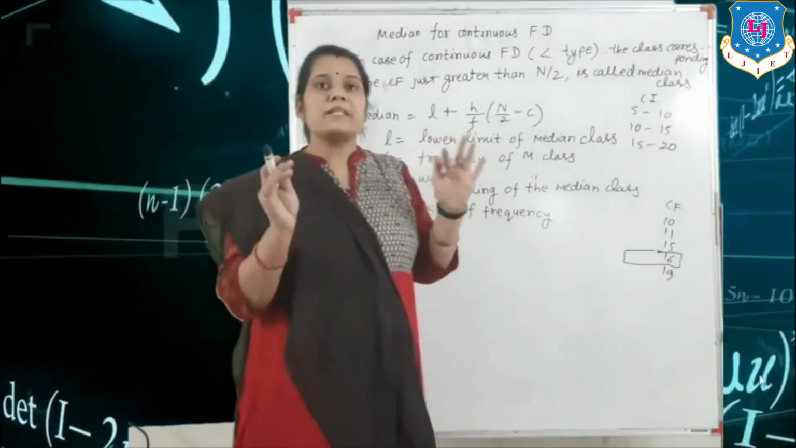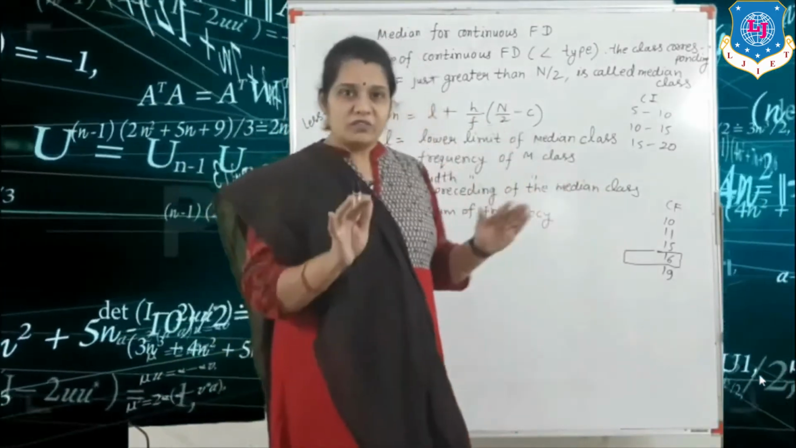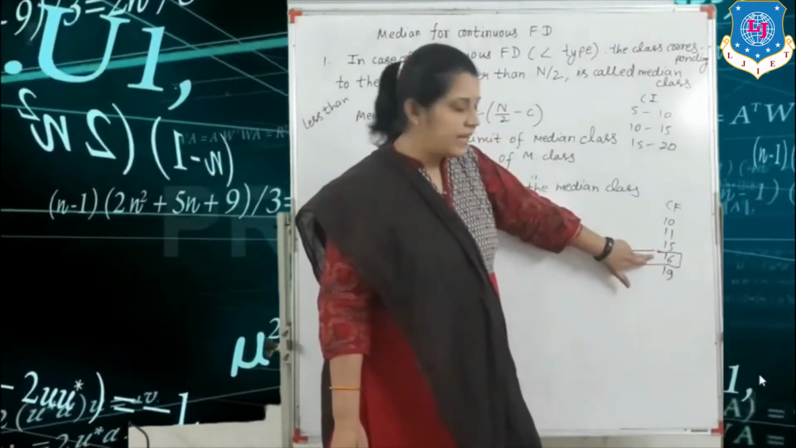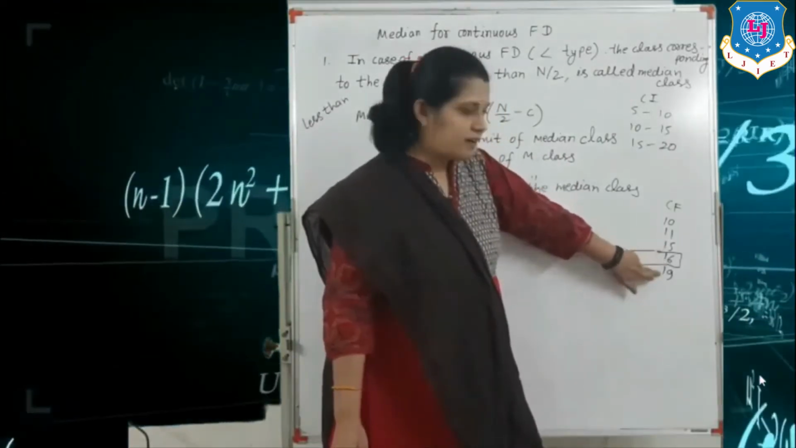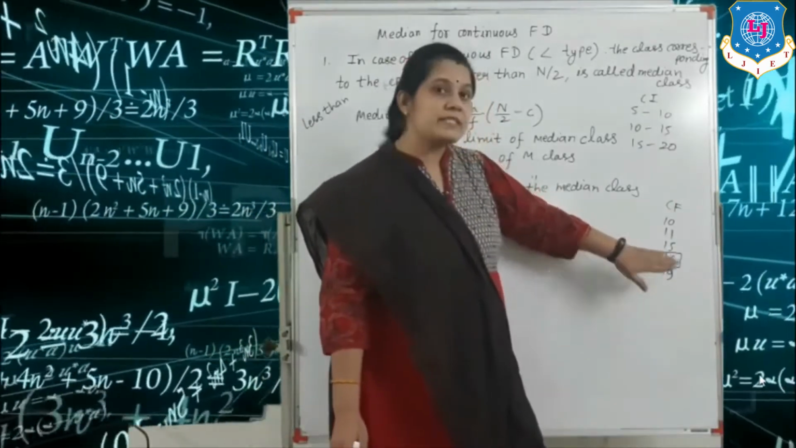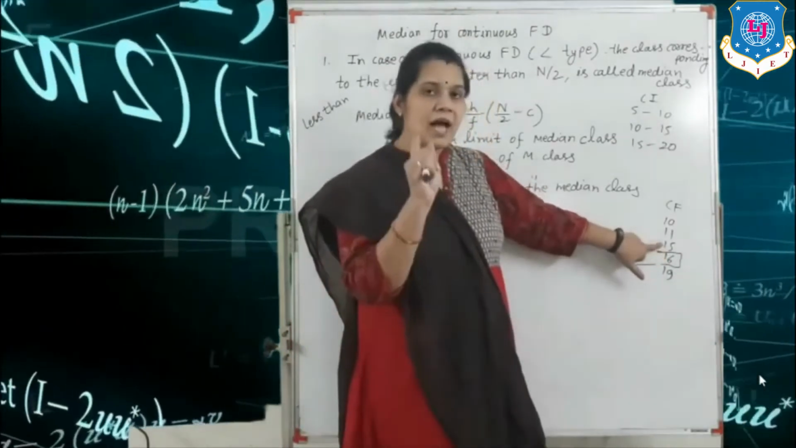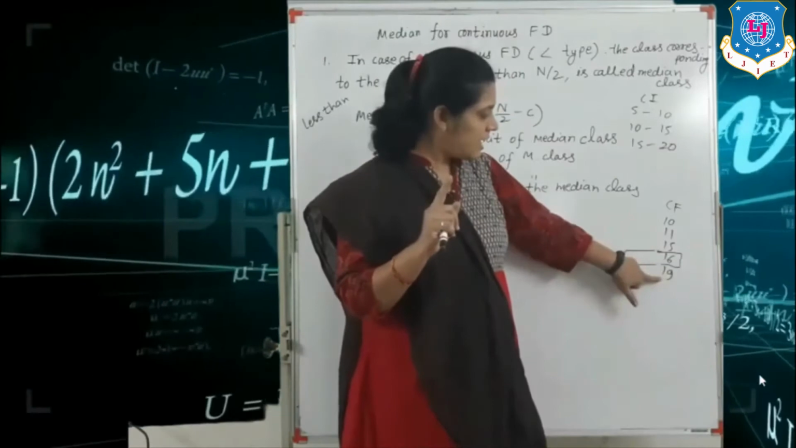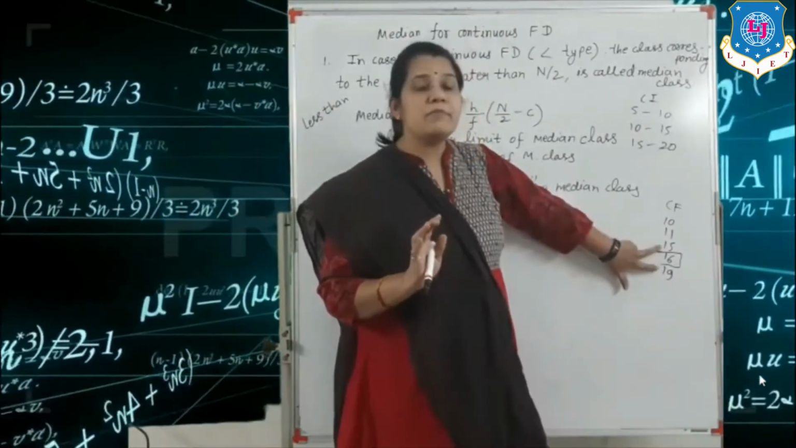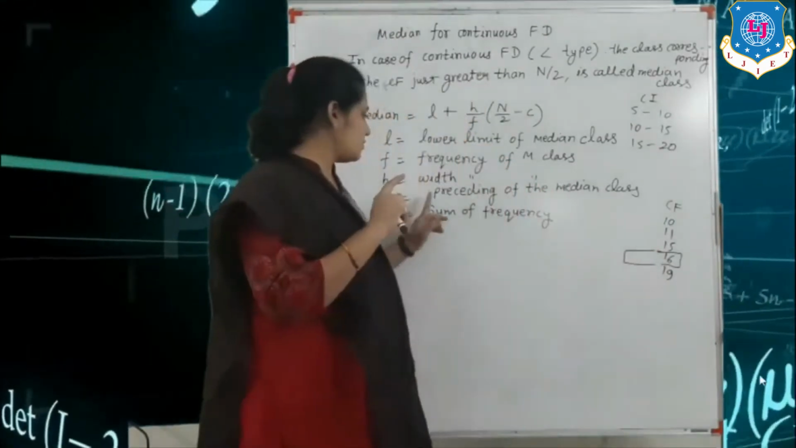So don't be confused by the words succeeding and preceding. Always keep in mind, according to the median class, you check both values, just previous and just after. For example, 16 is your median class. Just before you have 15 and just after you have the 19. So what is the minimum number? The minimum number is 15, so capital C is equal to 15.